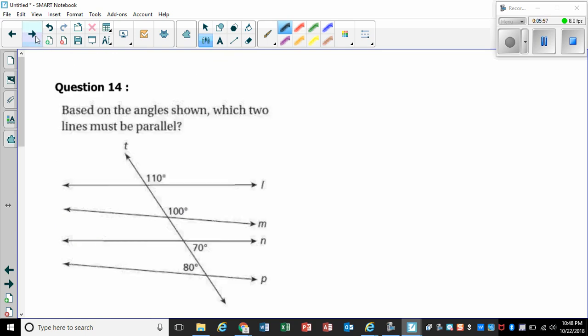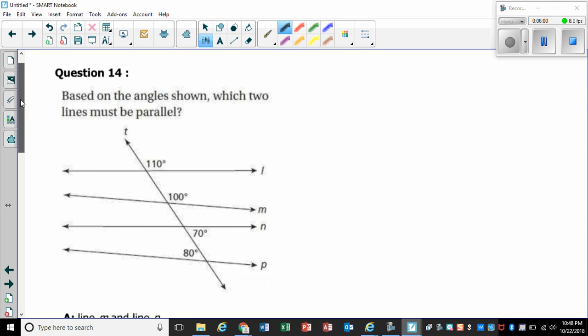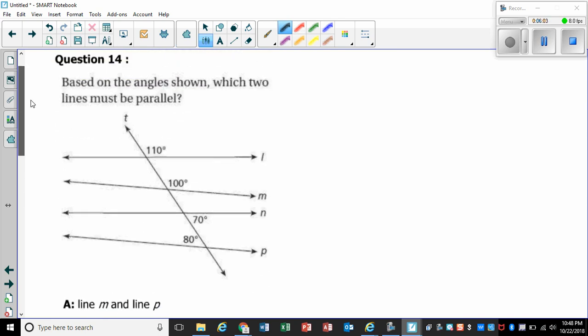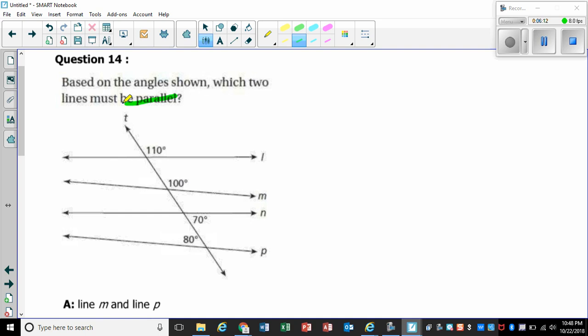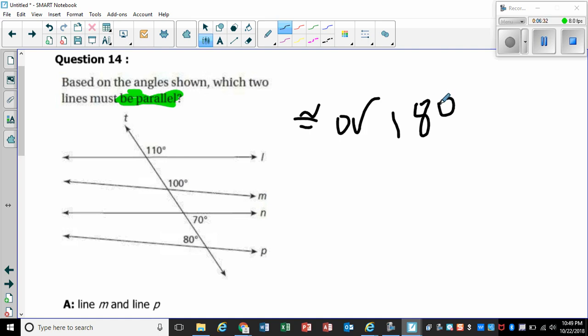All right, 14. Remember, we did the same thing as this kind of problem. Based on the information, which two lines are going to be parallel? That's what the question is asking you. To be parallel, the angles are either congruent or supplementary. So pick two angles that add up to 180, in this case, since I don't have any of the angles to be congruent. Pick the two angles that are supplementary, and you guys can find the answer.